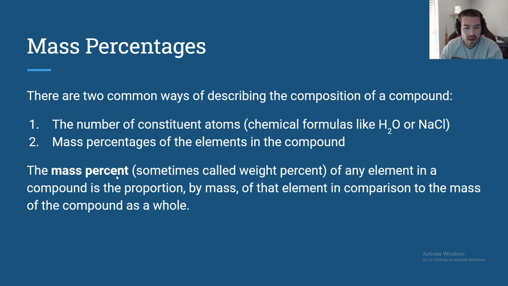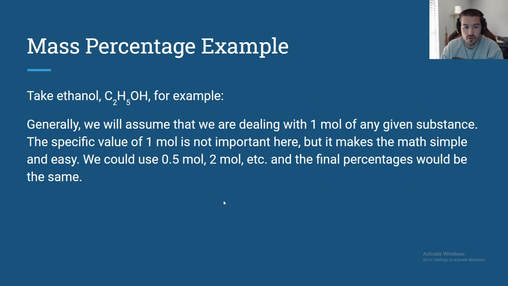Okay, the mass percent, or sometimes called the weight percent, I'm always going to refer to it as the mass percent. The mass percent of any element in a compound is the proportion by mass of that element in comparison to the mass of the compound as a whole. Okay, it's actually pretty darn simple. Okay, so mass percentages are really not that difficult.